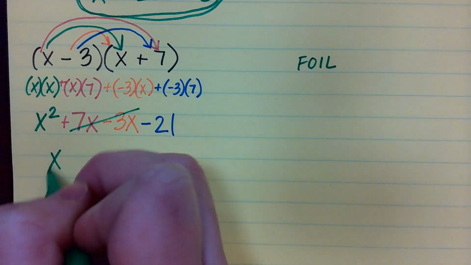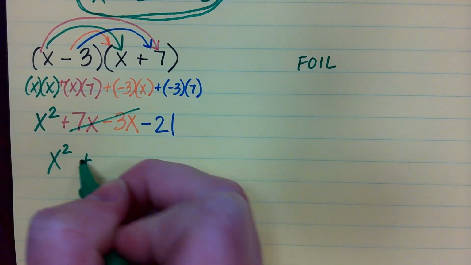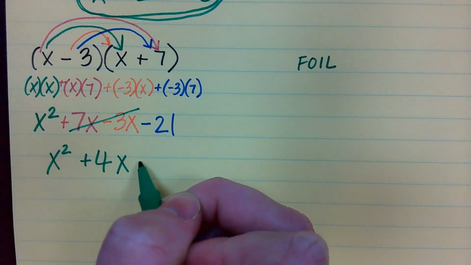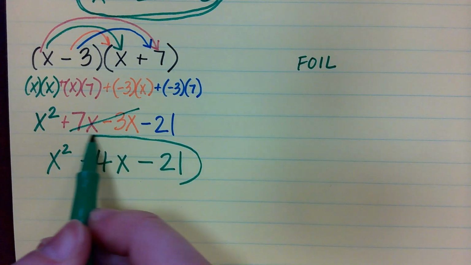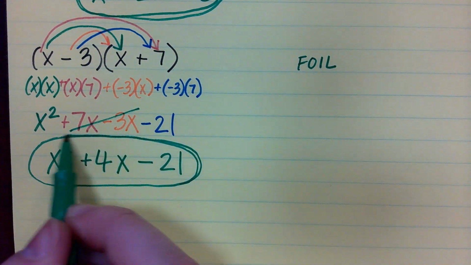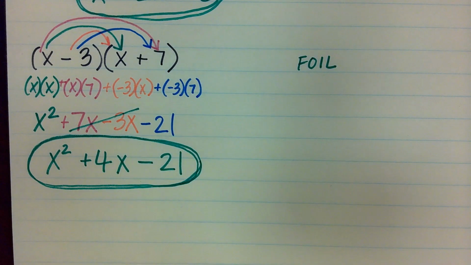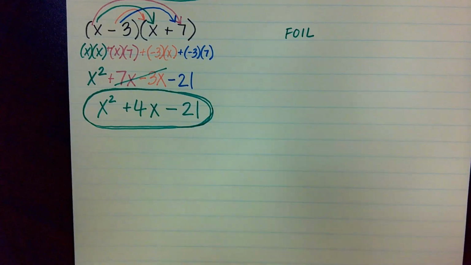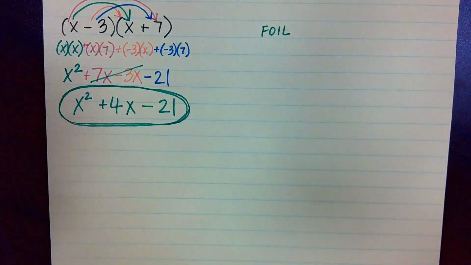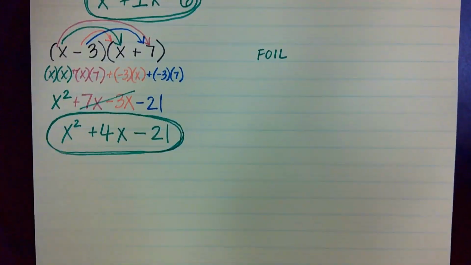So, I'm going to rewrite this. x squared plus 4x minus 21. And we circle it. That is it. That's our answer. Good job. Very good job, guys. How are we feeling about this? Feeling good? Feeling okay? Okay, let's do some more. We'll probably run through one or two more together, and then I'm going to have you try some on your own, and I'll come around and see if any of you need help.